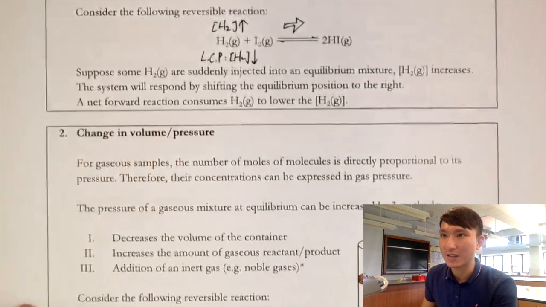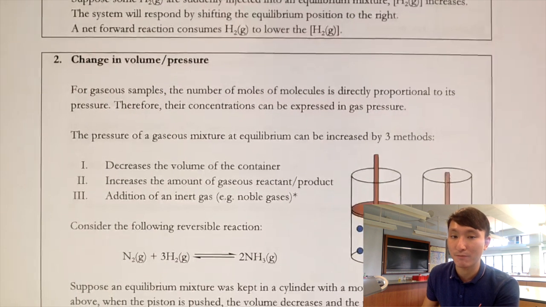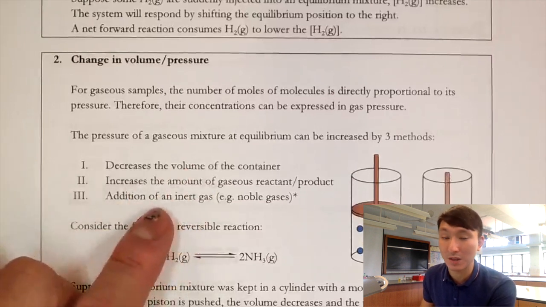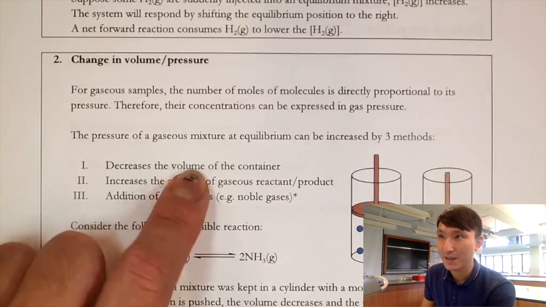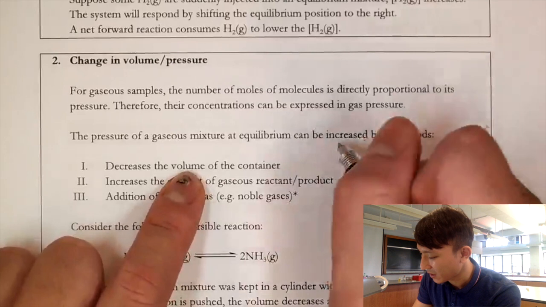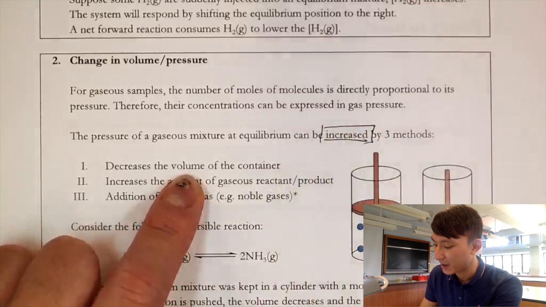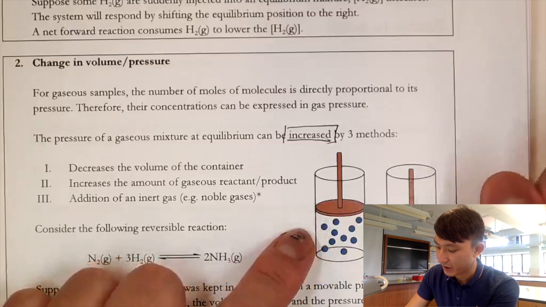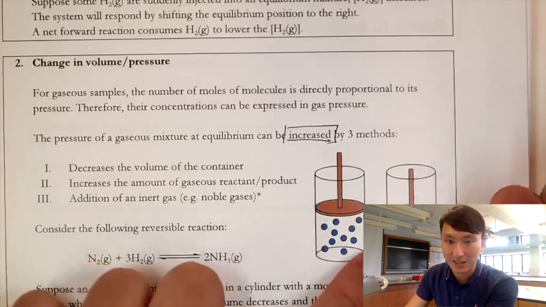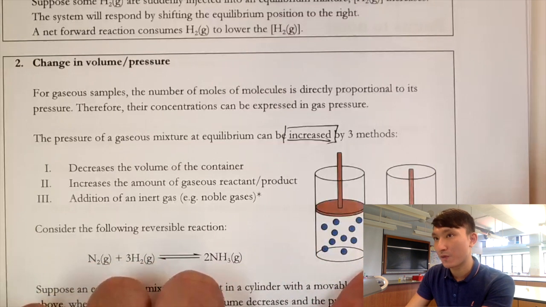Now the second situation is a little bit more complicated. It has to do with the volume and pressure. Now there are also a couple of ways we can mess with the pressure. One way of doing this is to decrease the volume or increase the volume. Now in this case, we try to focus on the increase in pressure here. So to increase the pressure, you decrease the volume. So imagine you have a movable piston here. When you press down the piston, you are increasing the pressure inside the container. Okay, so volume decreases, pressure increases. So this is one way of changing the pressure.